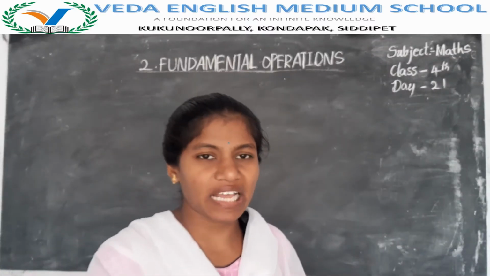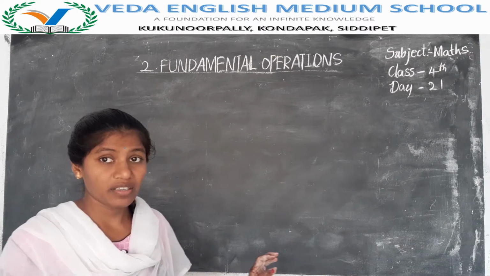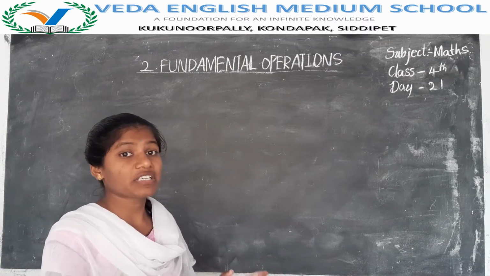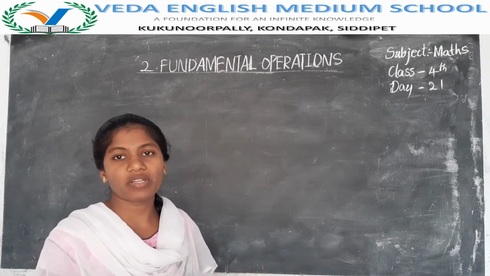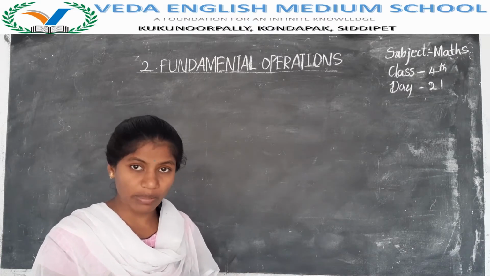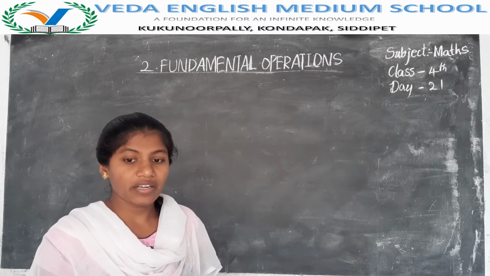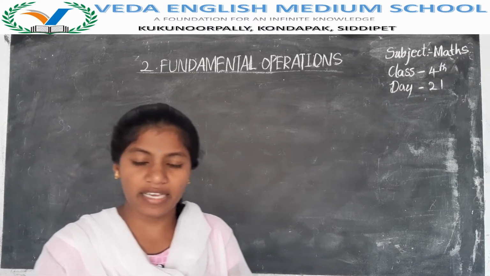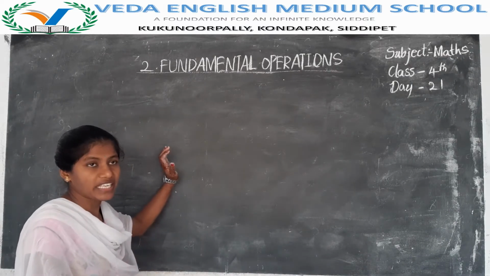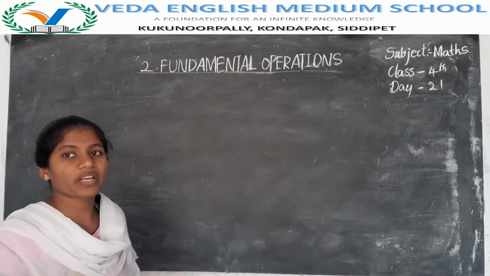In our previous class we completed our first chapter. In our first chapter the last topic was Roman numerals. That means we learned how to write the Roman numbers from 1 to 100, and we completed that exercise. Today we have started the new chapter.